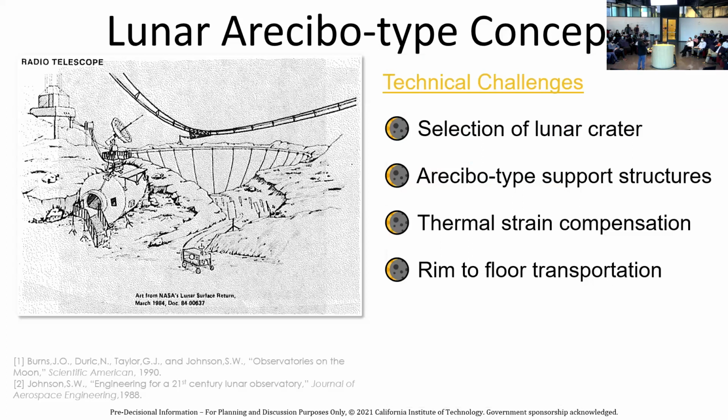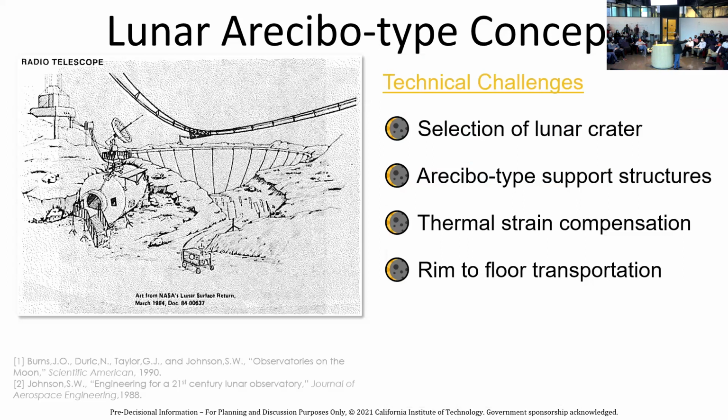In fact, these are the 4 technology areas that all the literature, till before we got into the picture, pointed out as the technologies you need to make this happen. So I was a young researcher, fresh out of UIUC, started my work at JPL. And I was like, hey, I do space robotics. Maybe I could hit these technologies and make this happen. So the 4 technology problems are selection of a lunar crater, Arecibo-type support structures.